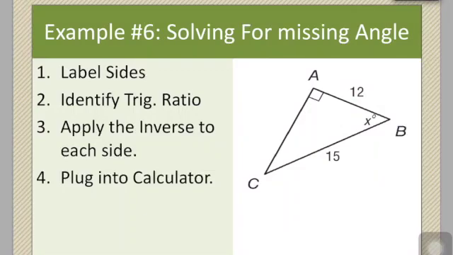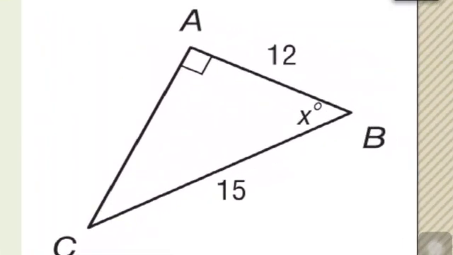All right, so let's look at another example. We're going to have to solve for a missing angle. So let's go ahead and follow the same steps. We're going to label the sides and then figure out what's given and what we need, and then we're going to identify a trig ratio.